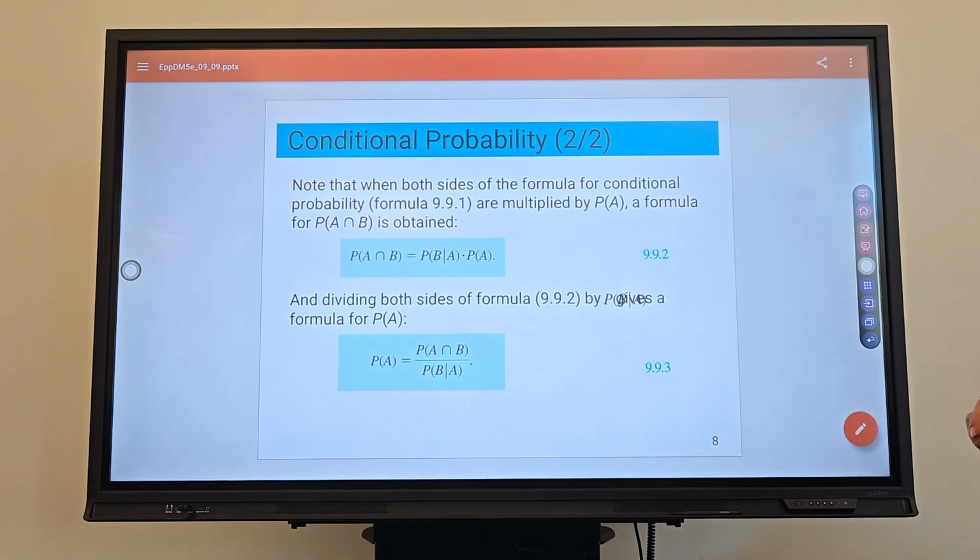Note that when both sides of the formula for conditional probability are multiplied by the probability of A, a formula for the probability of A intersect B is obtained. And dividing both sides of the formula by the probability of B given A gives a formula for the probability of A.